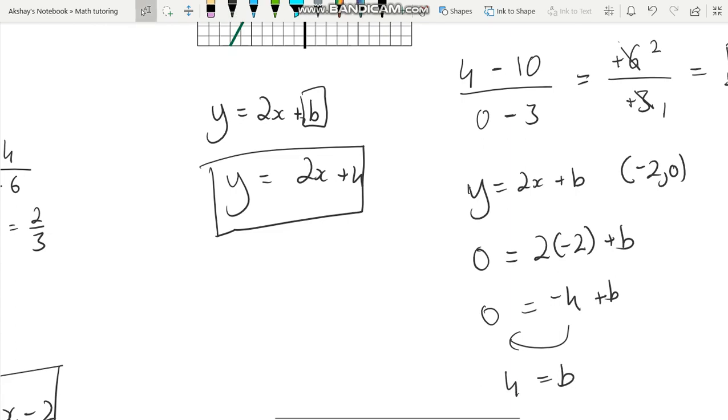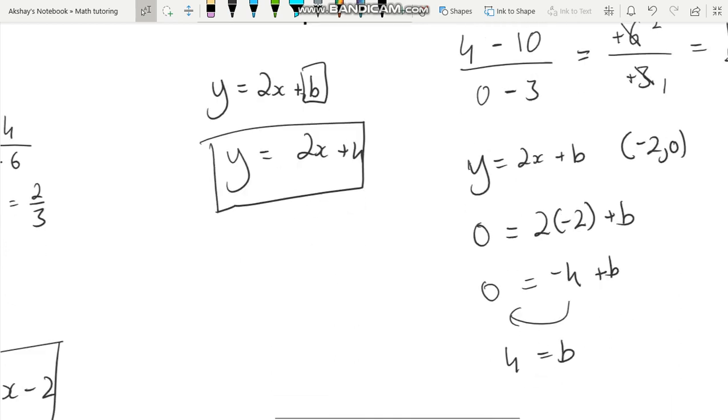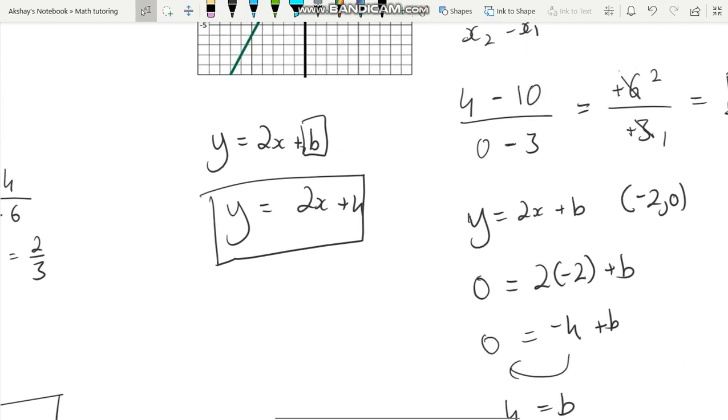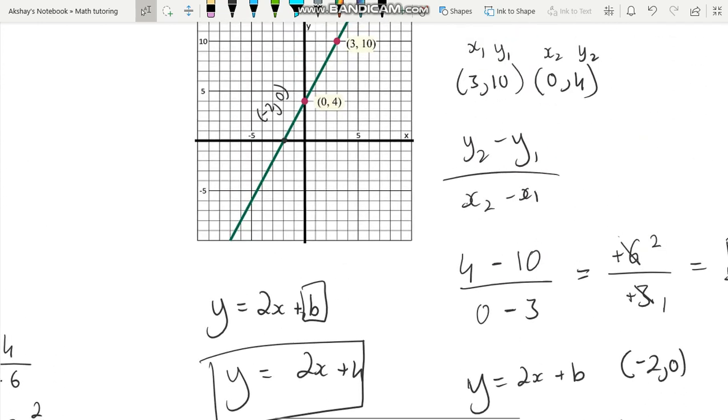There we go. We already know that our y-intercept is b. Even if we plug that back into our function given a random point, we still get b is equal to 4. So the function for this question is y equals 2x plus 4.